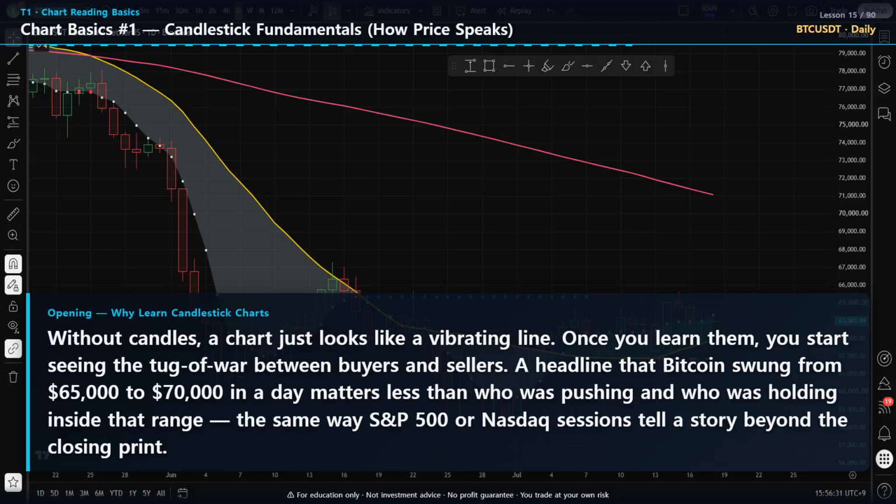Without candles, a chart just looks like a vibrating line. Once you learn them, you start seeing the tug of war between buyers and sellers. A headline that Bitcoin swung from 65,000 to 70,000 in a day matters less than who was pushing and who was holding inside that range. The same way S&P 500 sessions tell a story beyond the closing print.